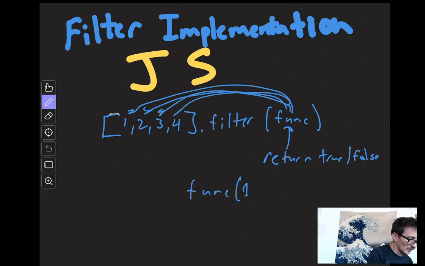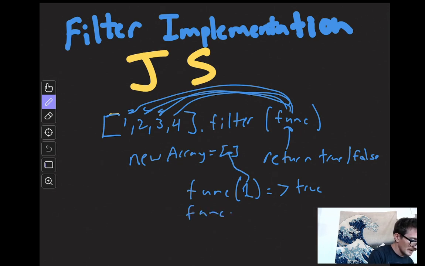And so let's look at this, because if this function, let's say we called on 1 and it returns true, what we're going to do is, like in the map function, we create this new array at the start. If it returns true, then we say, hey, throw this value into the new array. If the function returns false, then we just continue on.